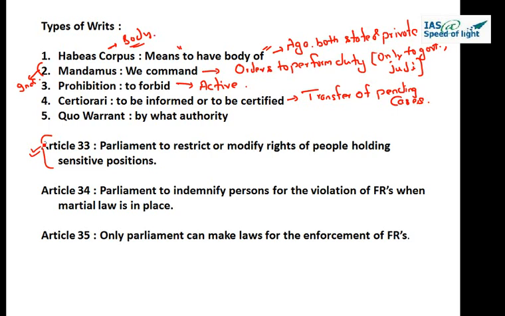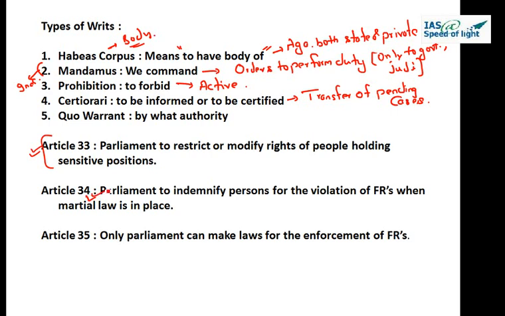Article number 34 is again giving power to the Parliament to indemnify persons. Suppose in one area there has been martial law. Martial law means military rule has been put in place in a particular area of the country. So Parliament has the power to indemnify people who have been involved in the violation of the fundamental rights of the people. This is what Article 34 is again giving, power to the Parliament.